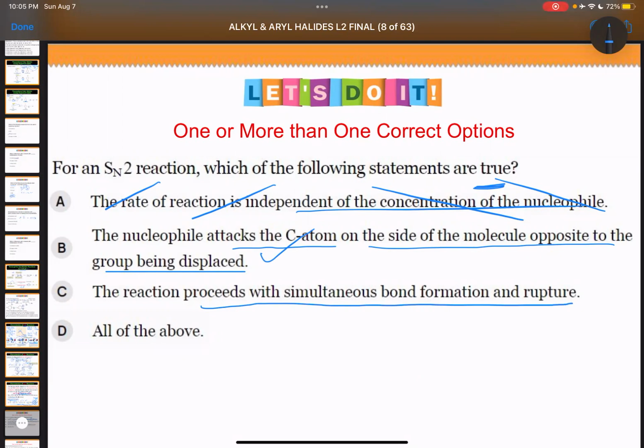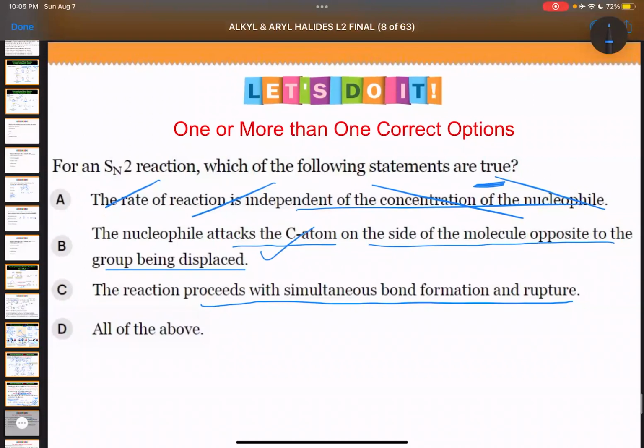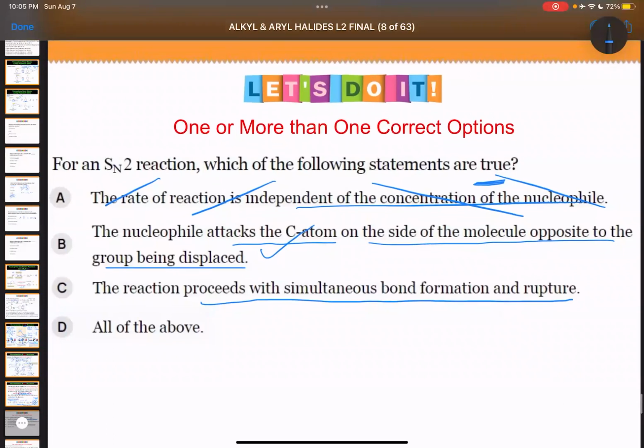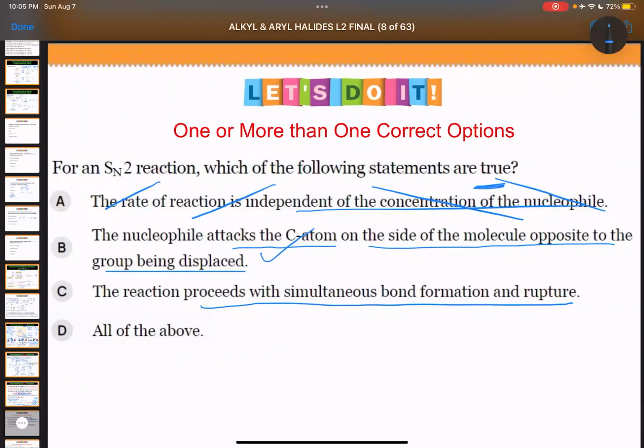Is this true or false? Yeah, tell me, Samara, for SN2 reaction. This is true because it is simultaneous bond formation and rupture. Okay, so the second one is true. The third one is true. First one is incorrect, and this is also. So the answer is going to be B and C. Is it clear? Yes, sir.